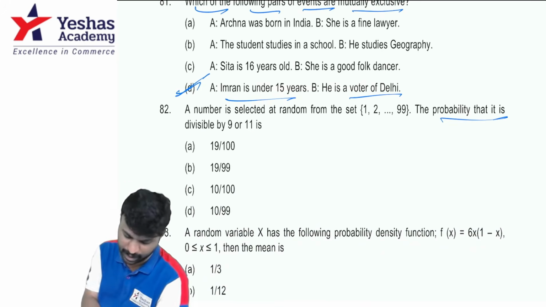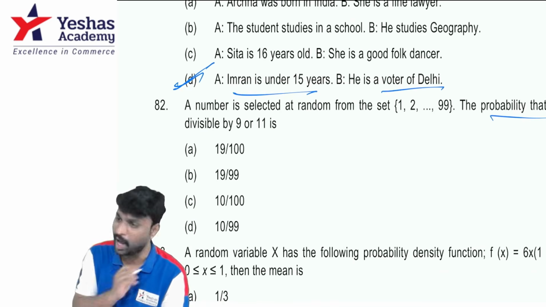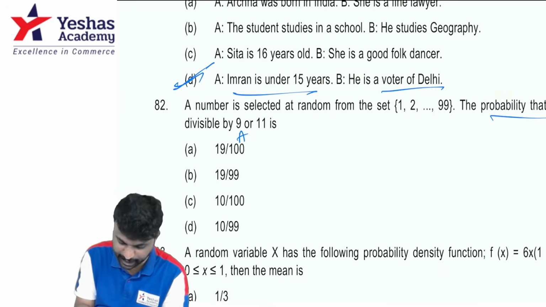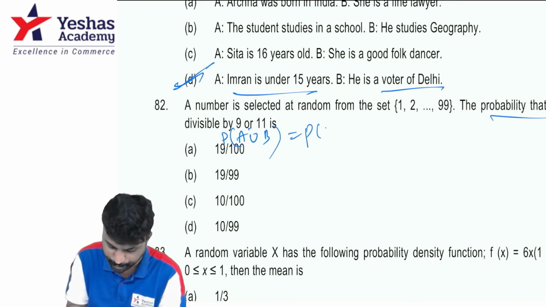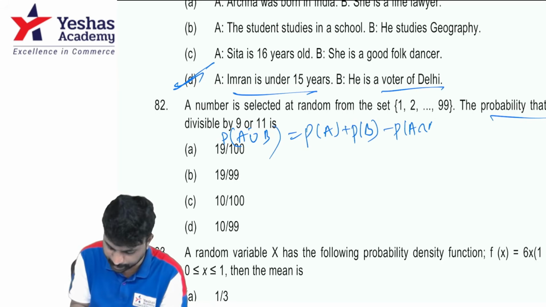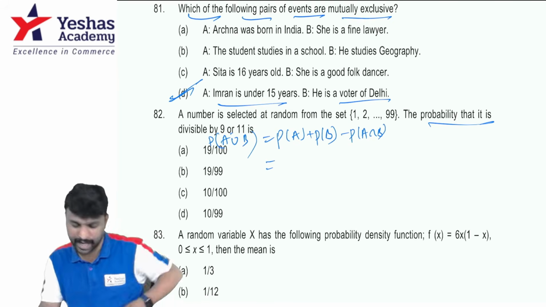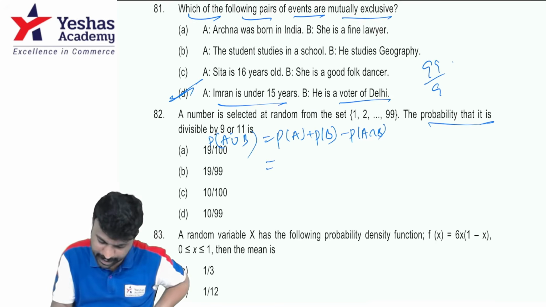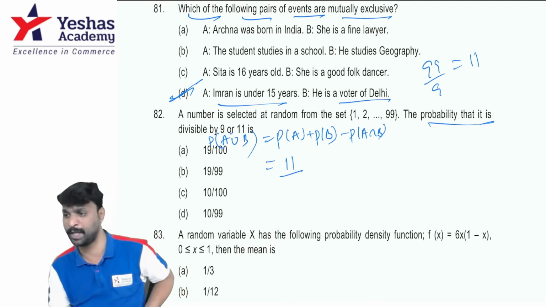Guys, the next question, one of our practice questions in the material, right? They have asked the probability that it is divisible by 9 or 11. How many events are there? Two events, A, B, and 'or' means union. So as per the question, we need to use the P of A union B formula, which is P of A plus P of B minus P of A intersection B. Guys, how do I find P of A? A is for numbers divisible by 9. Now, out of 99 numbers, 99 by 9 is 11. There are 11 numbers divisible by 9.